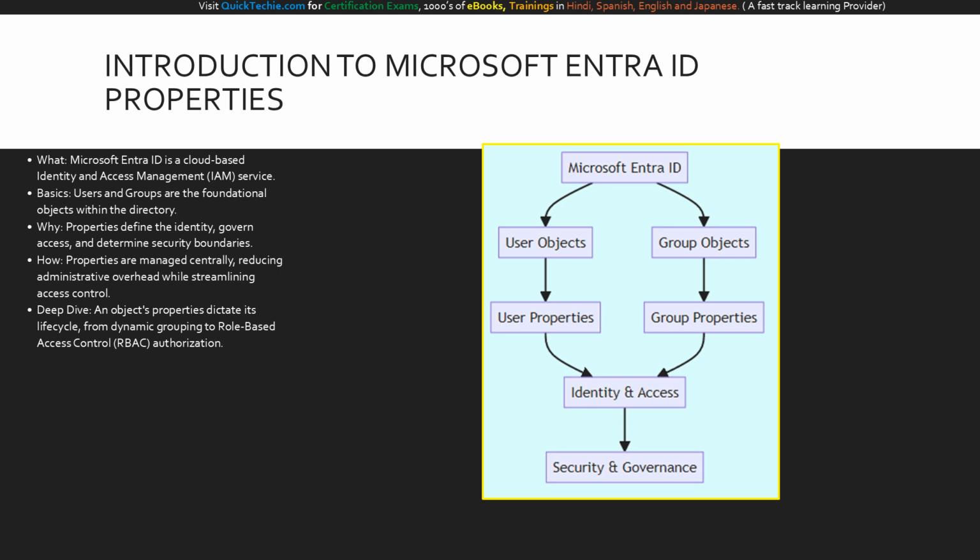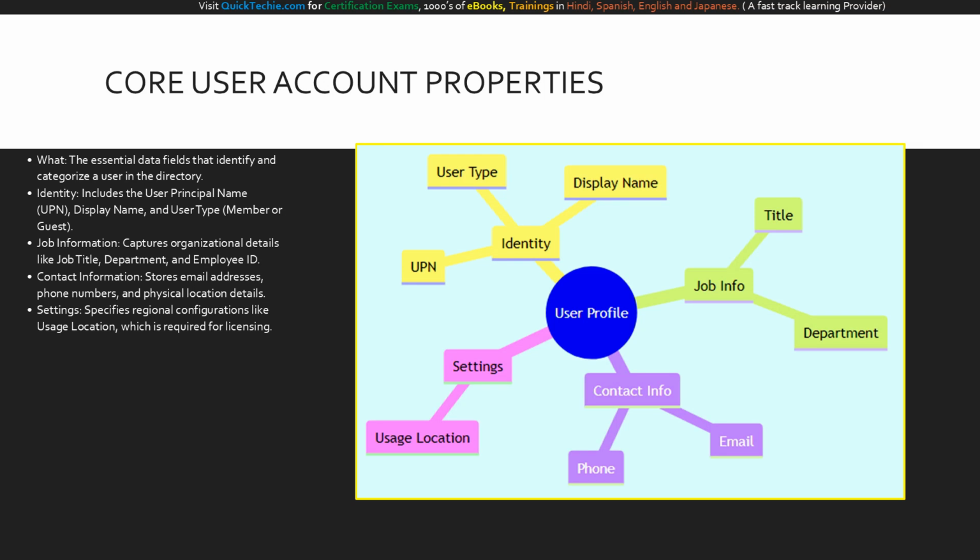This means that the data you input, like a department name or a job title, directly influences how access is granted. Ultimately, this all leads down to security and governance, showing that accurate property management is the foundation of a secure environment. Moving to slide 2, let us explore the core user account properties.